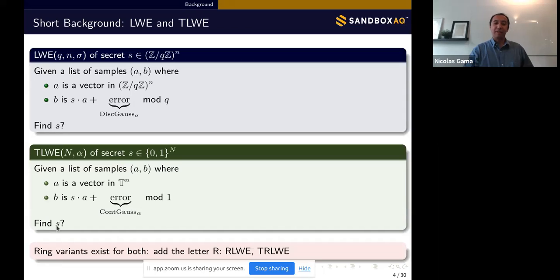These two are the scalar variants of the LWE problem. It works also over rings. If we want to use rings, usually we add the letter R in the title. So LWE becomes ring LWE, and TLWE becomes torus ring LWE.